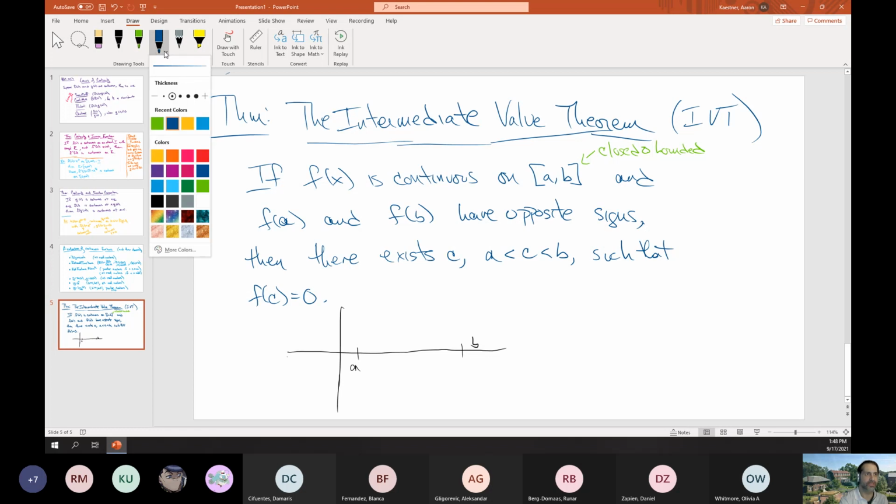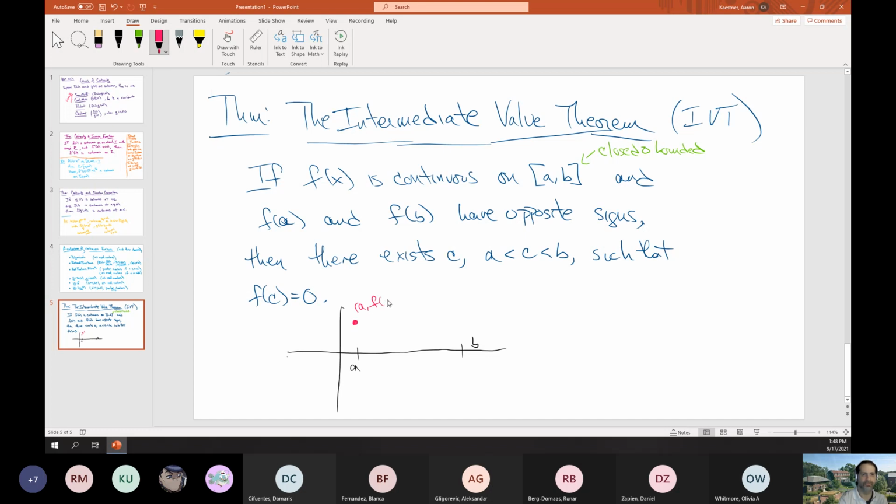So let's say I have my continuous function on this closed and bounded interval. I need f of a and f of b to have opposite signs. So let's say here's my a, f of a, and some value down here, that's my b, f of b. And I'm going to draw two things here. First I'll draw one, and then I'm going to erase it and draw a second thing to make a point.